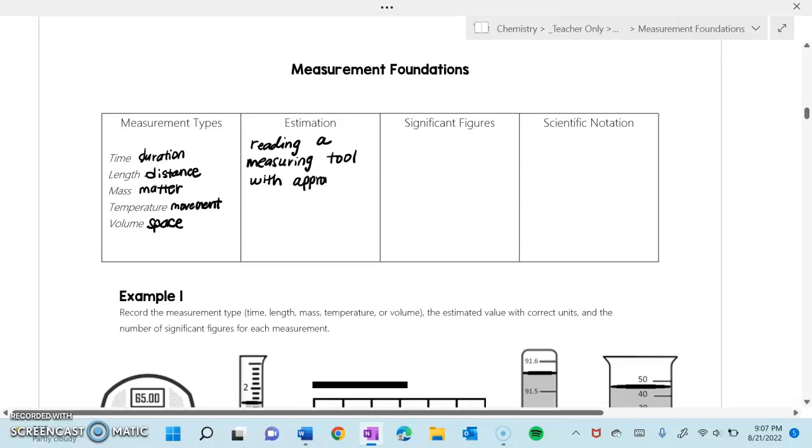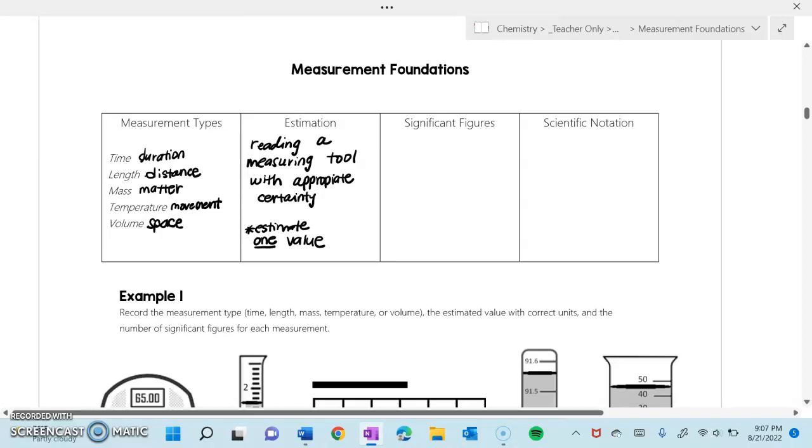And when we report that, we have to include what we know for sure, and then we can only make one estimation. One value can be estimated. No more than that. So I'm going to talk you through what that means. We can only estimate one value.